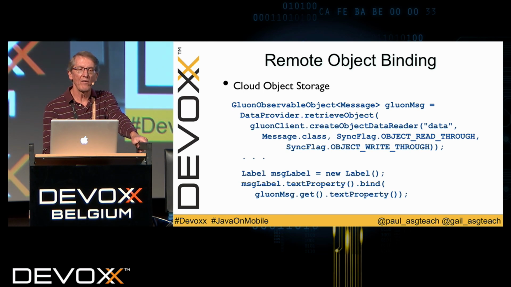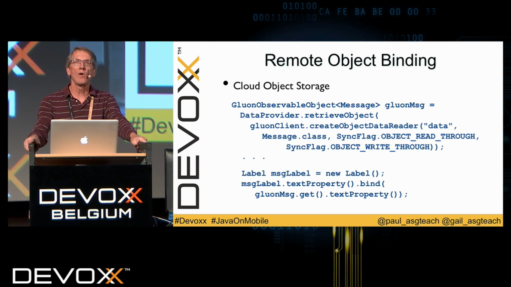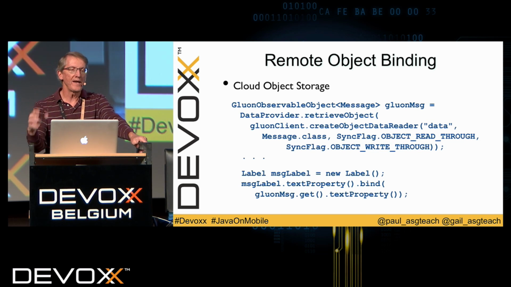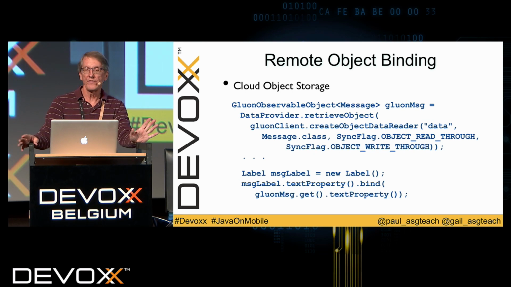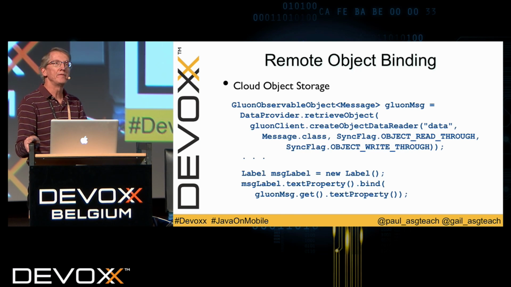Now, the cool part about all this is Gluon is doing all of the remote data reads and writes asynchronously for you behind the scenes. So all you have to do is attach a listener to the state property of a Gluon observable to make sure that the remote objects are properly initialized or that the data access is complete. And what we'll do now is Gail's going to go into the message app that we demoed for you, and she'll show you how this remote object binding works.